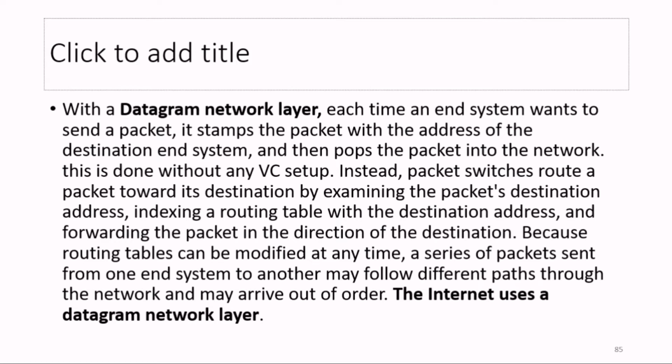Instead, packet switches route a packet toward its destination by examining the packet's destination address, indexing a routing table with the destination address and forwarding the packet in the direction of the destination. Because the routing table can be modified at any time, a series of packets sent from one end system to another may follow different paths through the network and may arrive out of order. The internet uses a datagram network layer.